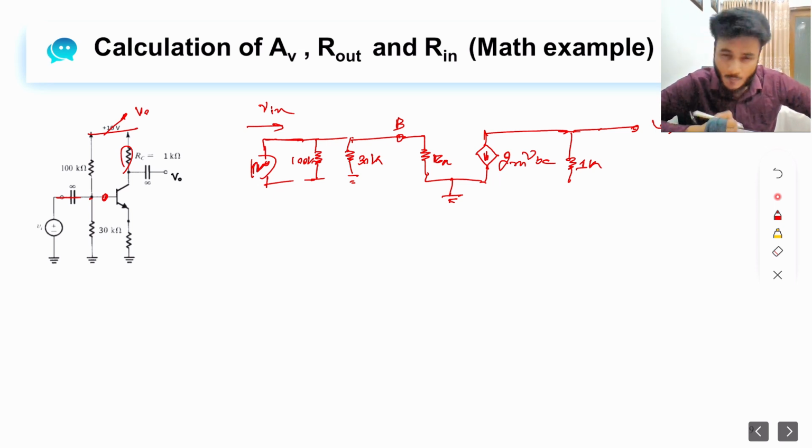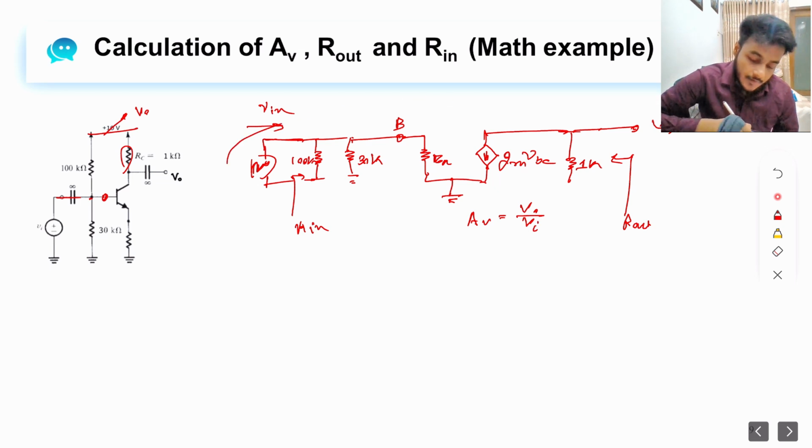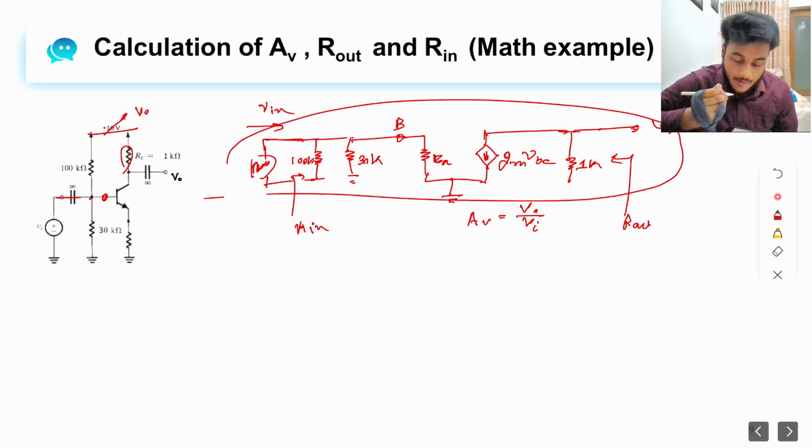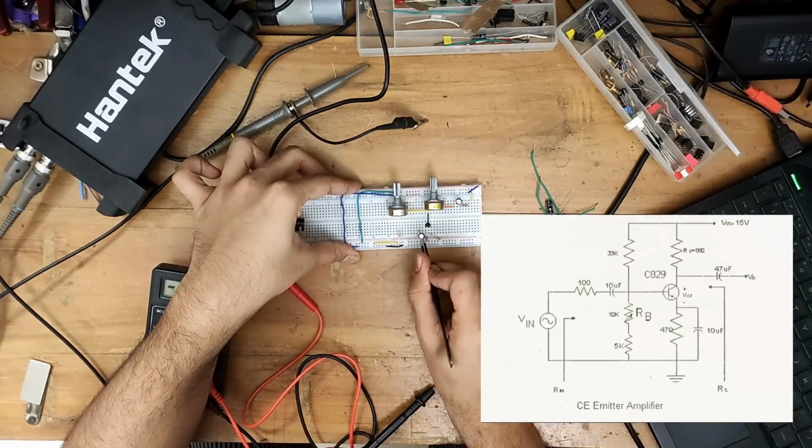It's interesting, but what will we do with it? There's an important aspect of it. We can easily calculate the R in, the input resistance from the input side, R out, the output resistance from the output side, and AV, the gain of the circuit, from this very circuitry. This will help us to design more complex communication systems where the input and output resistance is very necessary. Now we will see a practical demonstration.